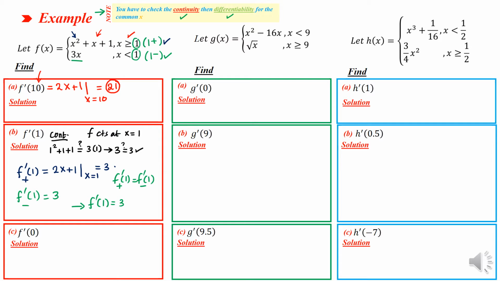Now in part C you have to find f prime of 0. Now 0 is not common, but 0 is less than 1, so you have to use this function. So f prime of x is the derivative of 3x, which is 3. So f prime of 0 equals 3. Now we'll go to the next function.